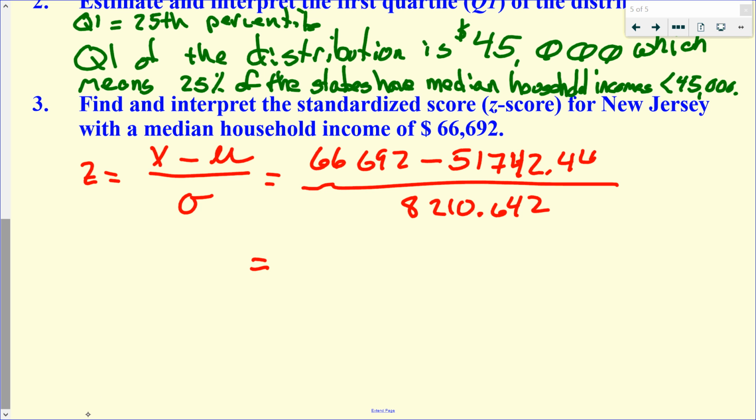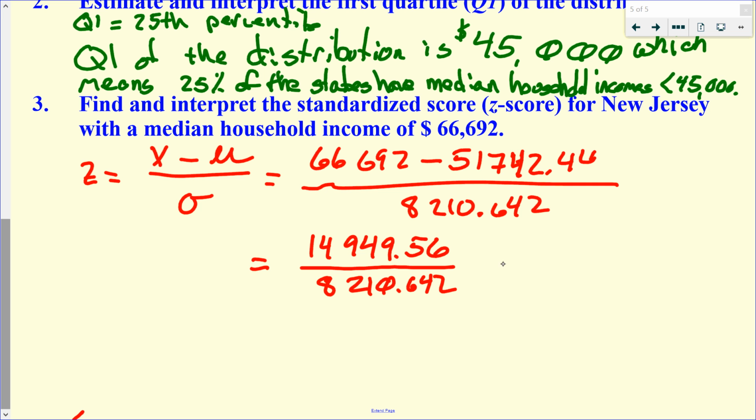So 66,692 minus 51,742.44 gives us 14,949.56, divided by 8,210.642. We'll get a standardized score of 1.821.